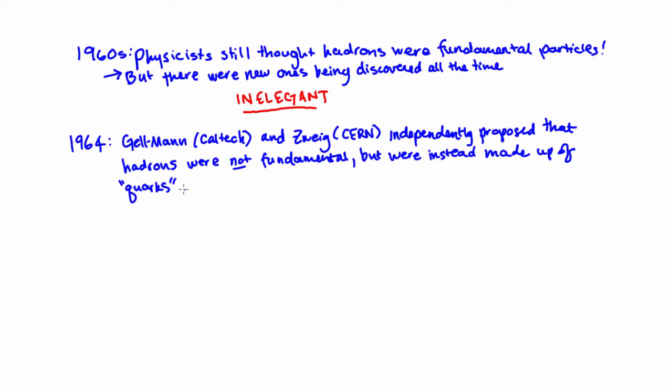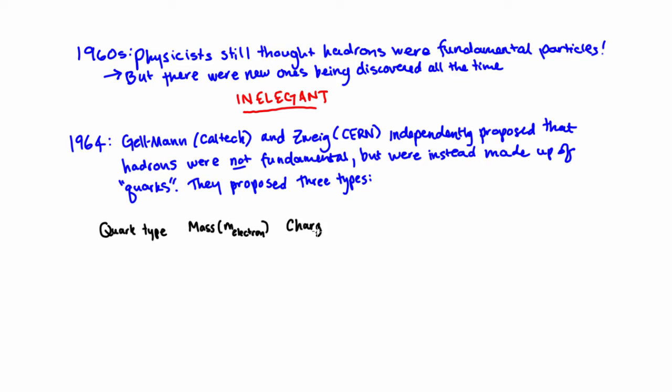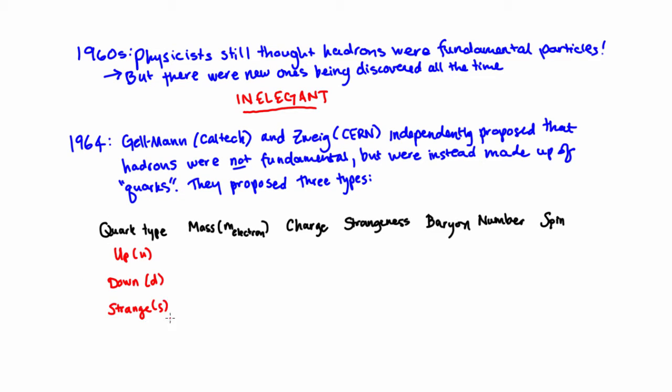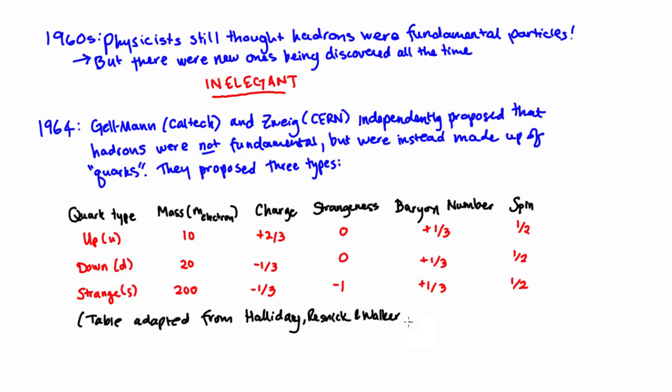Gell-Mann called these particles quarks, from James Joyce's Finnegans Wake, "three quarks for Muster Mark." At first, they proposed three types of quarks: an up quark, a down quark, and a strange quark. Each quark has an antiquark, labeled with a bar over the quark symbol. The antiquarks are antimatter and have the opposite charge as their matter counterpart. They also have the opposite baryon number.